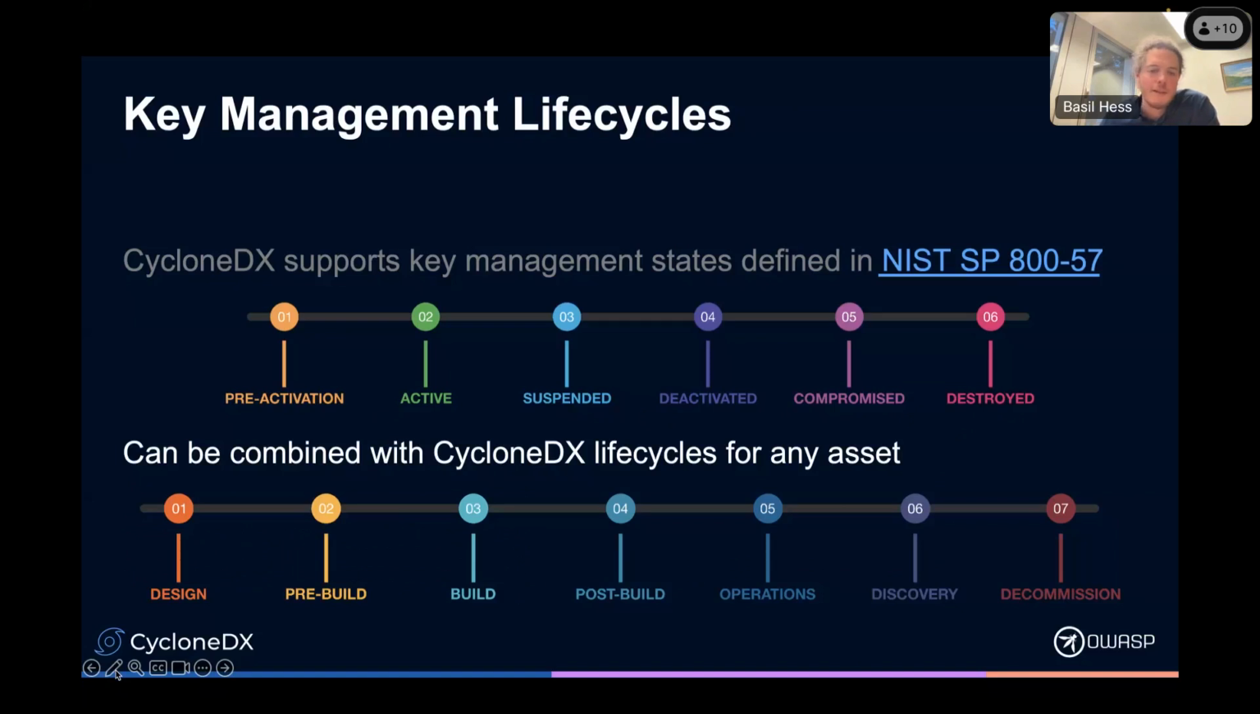So any asset, any CBOM or SBOM can be produced during design, pre-build, build, post-build, operation, discovery, and decommission phase. So connecting that with key management states, we can, for example, see if there is compromised or destroyed keying material during the build phase or pre-build phase.